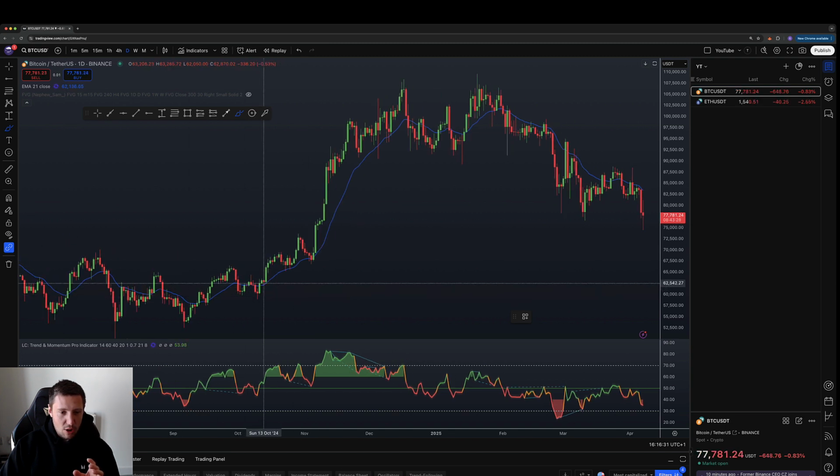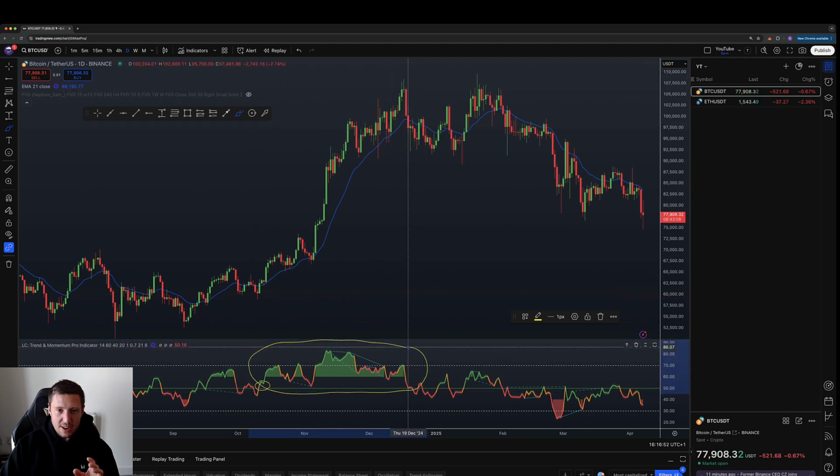However, once we got above the RSI 50 and started trending above it, we got above it here back on the 11th, 12th of October, and we remained above it all the way up until the top here at around the 19th, 20th of December, when we reached our peak of 108. So all this time period here, we're above the RSI 50, and you can see we're trending up very nicely.